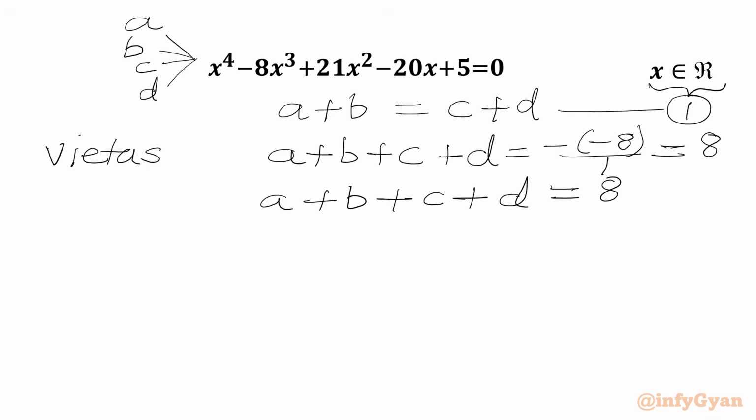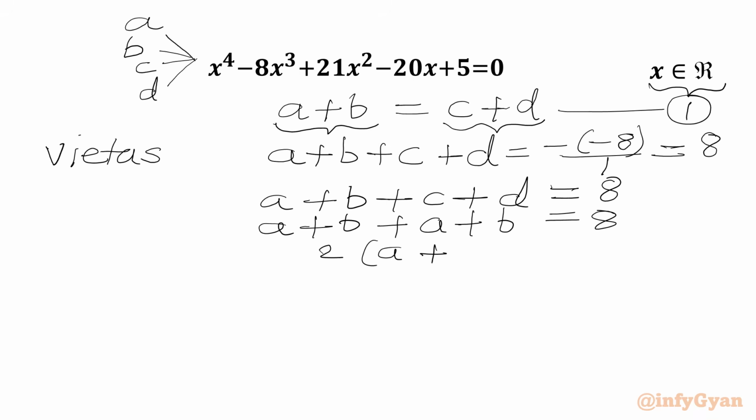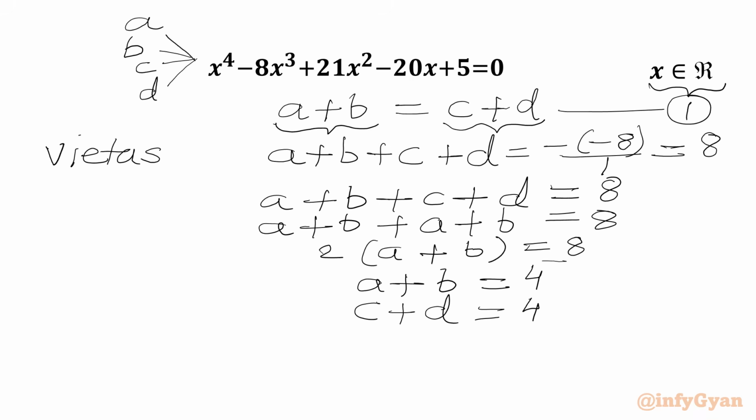Now as per equation number 1, a plus b equals c plus d. So in place of c plus d, we can write a plus b equal to 8. So 2 times a plus b equals 8. So we will write here a plus b will be equal to 4. From equation 1, c plus d will also be 4. So a plus b is 4, c plus d is also 4.